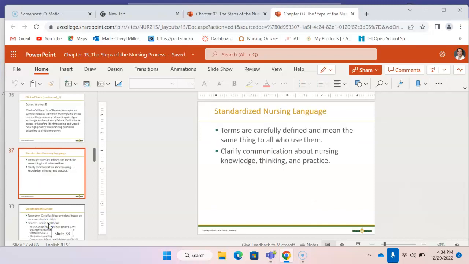All right. So standardized nursing language. We use standardized nursing language so that everybody understands impaired gas exchange is impaired gas exchange. Impaired gas exchange means that my patient's not getting enough air, oxygen, and they're turning blue. It clarifies communication about nursing knowledge, thinking, practice. My patient's turning blue and can't breathe doesn't really tell me as much. If I want to be seen as a professional, the minute that I say impaired gas exchange, everybody knows what that means right away.